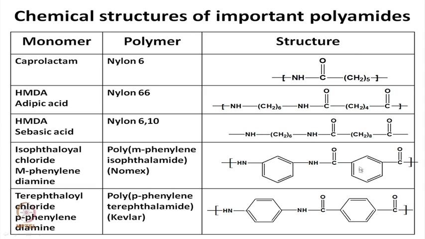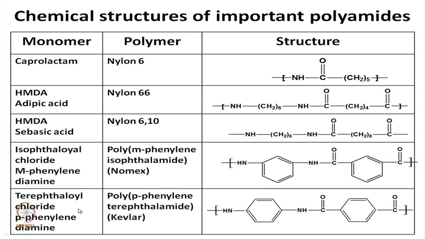This is made from isophthaloyl chloride or isophthalic acid. Isophthaloyl chloride is more reactive than isophthalic acid. So, isophthaloyl chloride is used for condensing with this metaphenylene diamine, and it forms this amide linkage and this aromatic polyamide Nomex.